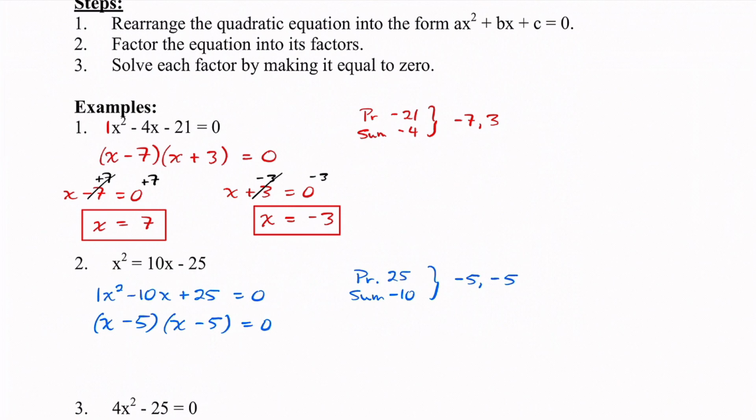Now both of these factors are the exact same, so once I get one of them, really I'm going to have both. So I'm just going to take the one, x minus 5, set that equal to 0. I can add a 5 onto both sides, plus 5, plus 5, 5's cancel, and so I get x is equal to 5. So this one actually only has one solution. The previous one had two solutions.